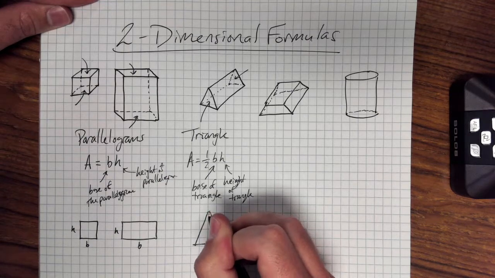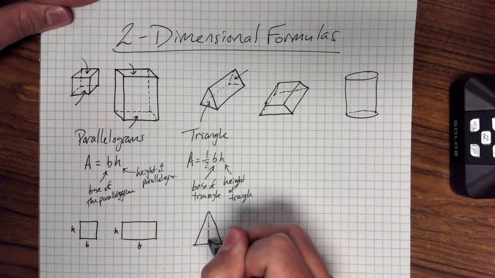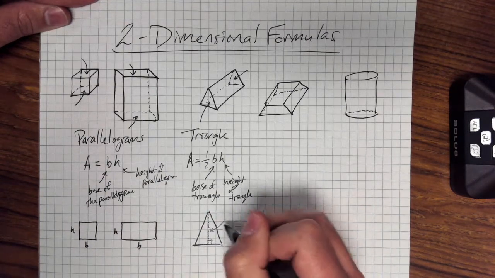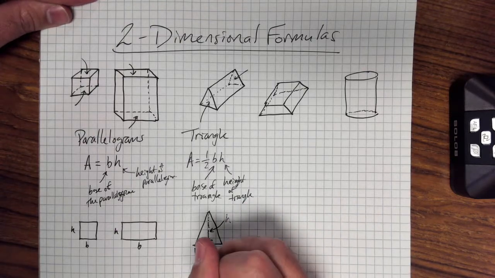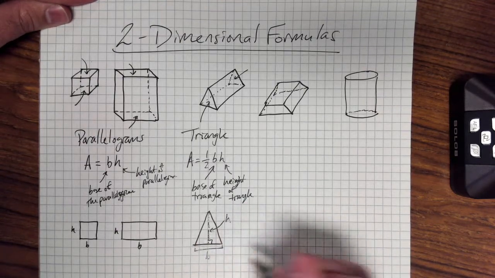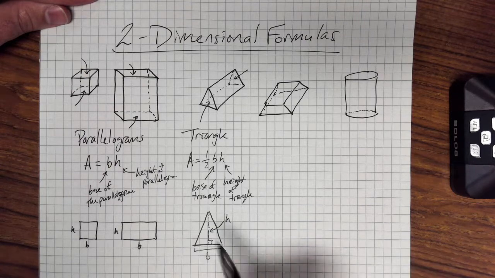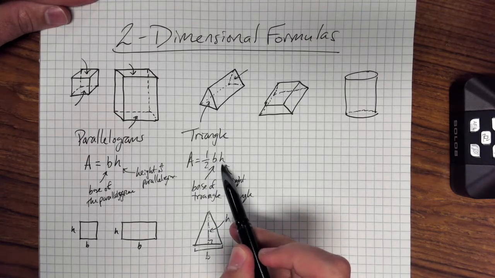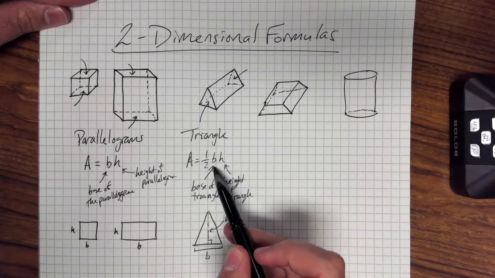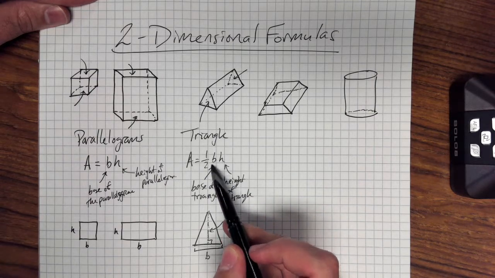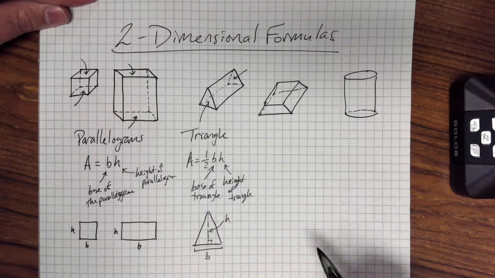So if we take the triangle out of its figure and just draw it here, a lot of times you're going to have, or you should have, a measurement right here, and that's the height of the triangle. This bottom edge is the base of the triangle. So you're going to do base times height, and then multiply that by 1/2, which is the same as cutting it in half. So base times height, and then divide that by 2.